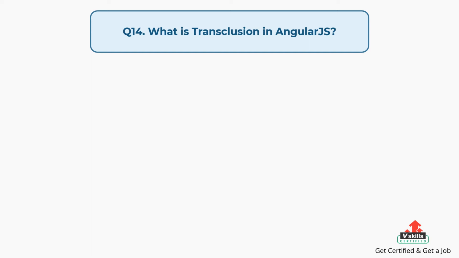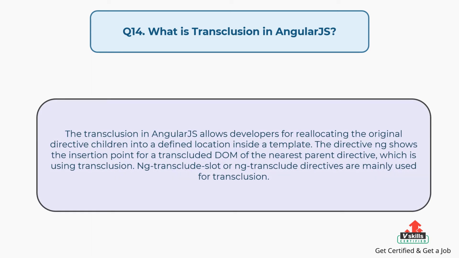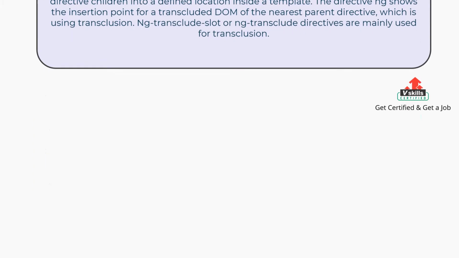Question number 14. What is transclusion in AngularJS? The answer is: transclusion in AngularJS allows developers to reallocate the original directive's children into a defined location inside a template. The ng-transclude directive shows the insertion point for a transcluded DOM of the nearest parent directive which is using transclusion. ng-transclude slot or ng-transclude directives are mainly used for transclusion.